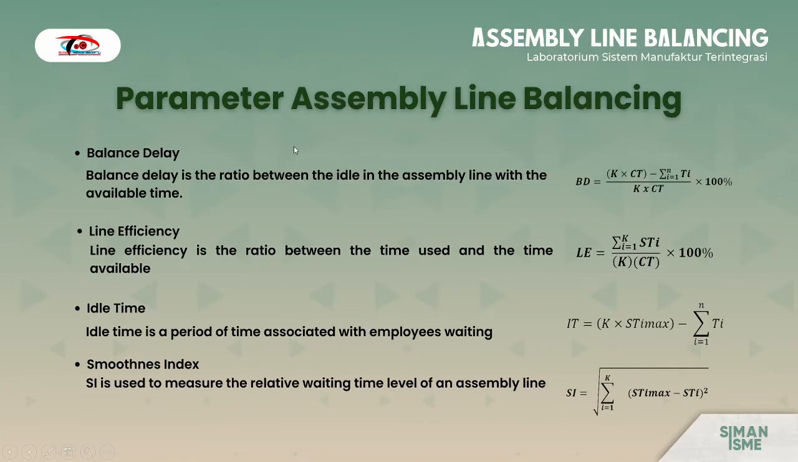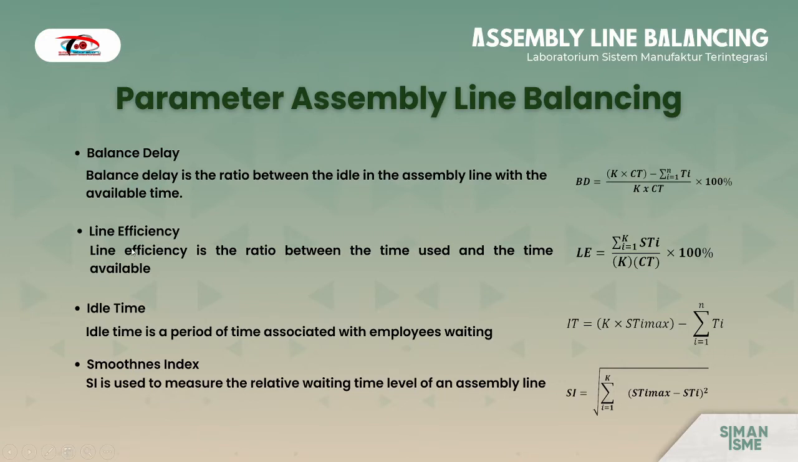Then, there are four parameters in assembly line balancing. The first one is balance delay. Balance delay is the ratio between the idle time in the assembly line and the available time. The formula is balance delay equals the total number of workstations multiplied by cycle time, minus the total of operation time, then divided by the total number of workstations multiplied by the cycle time, and last multiply the whole formula by 100%. So the result must be a percentage.